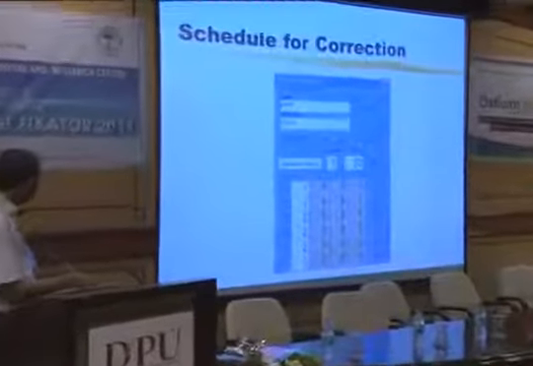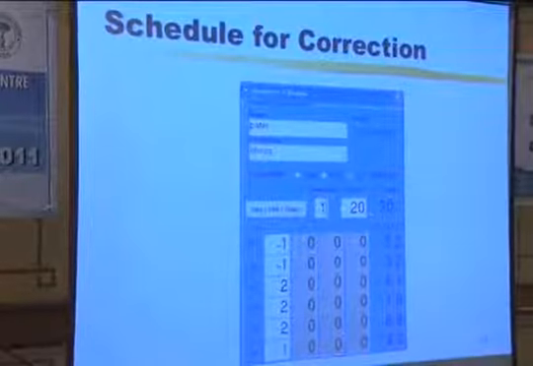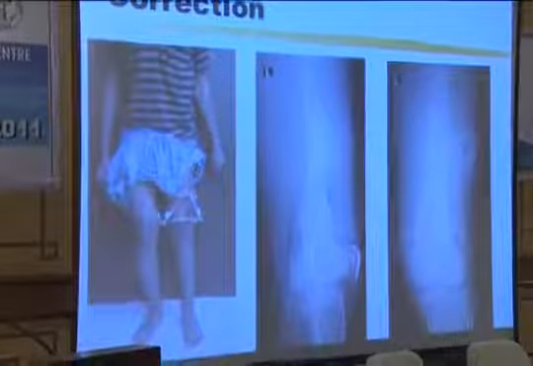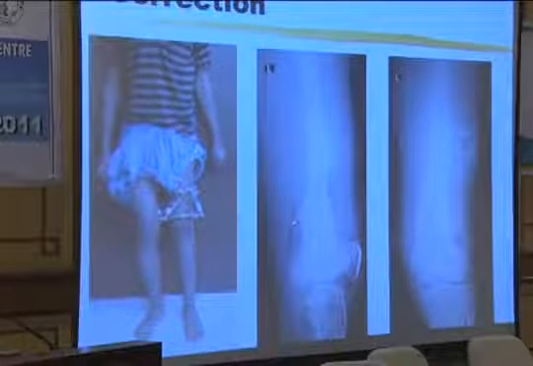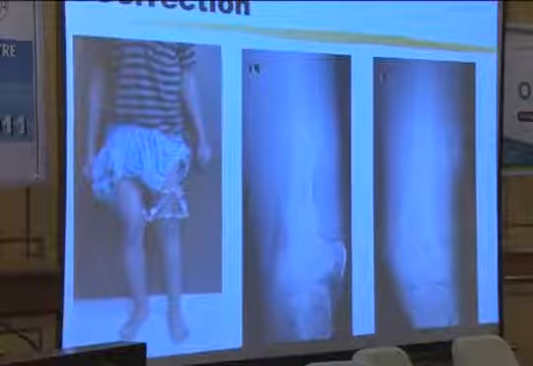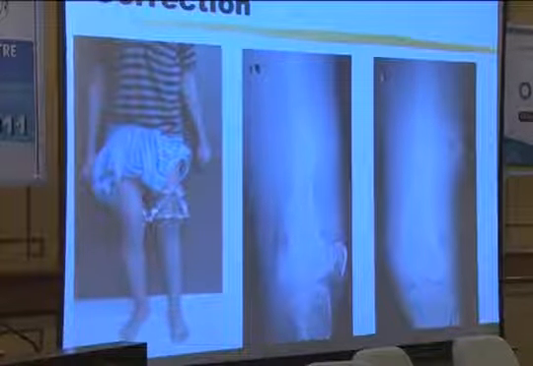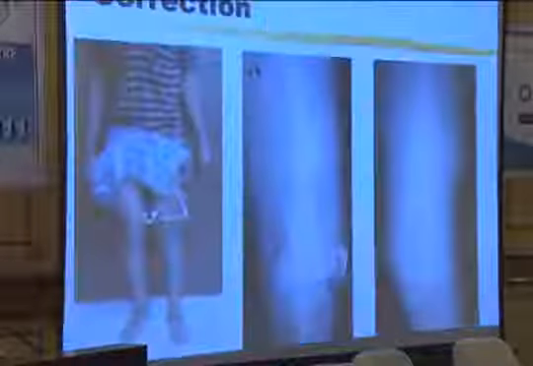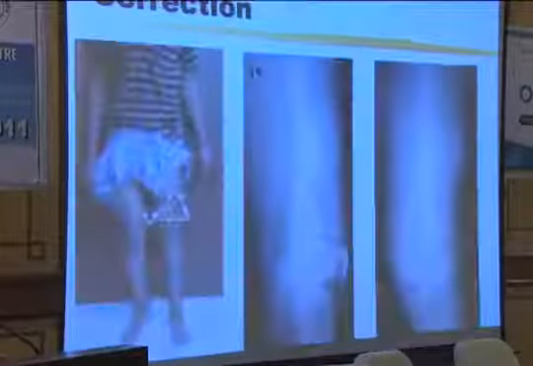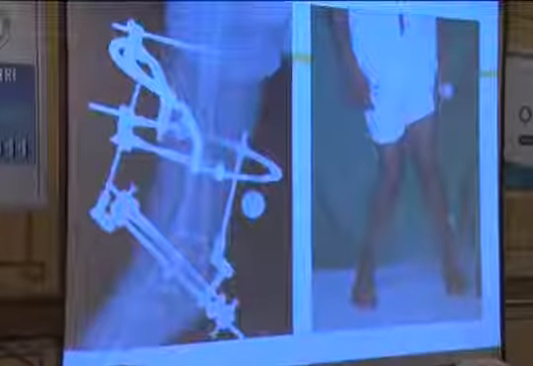And the software then tells you that each distractor has to be turned so much if you want to get this corrected over 20 days. And by doing that, we are able to correct not only the angulation, varus angulation, but also a little bit of procurvatum which he had. Both of that can be corrected, and actually in this particular case we did a lengthening also.